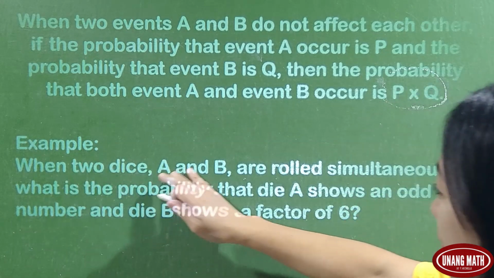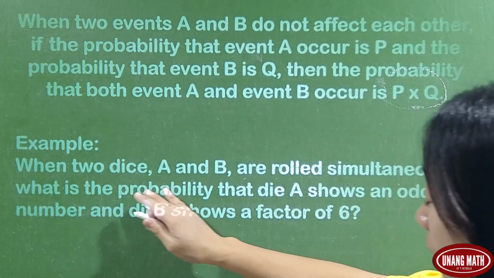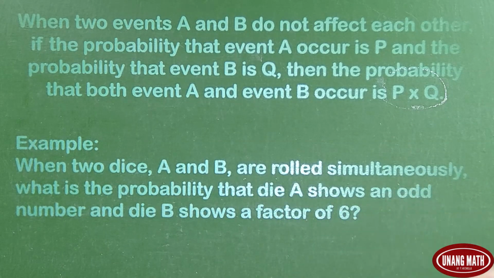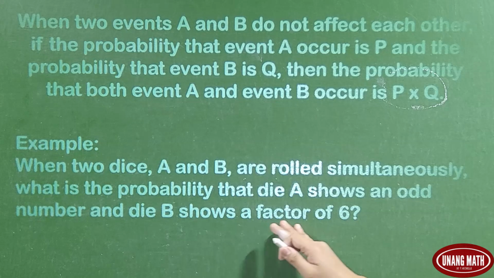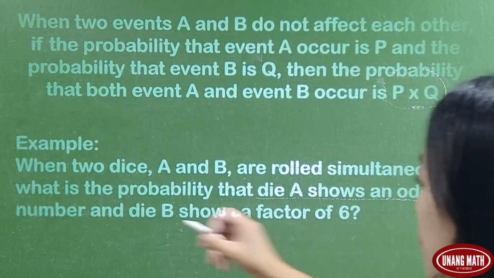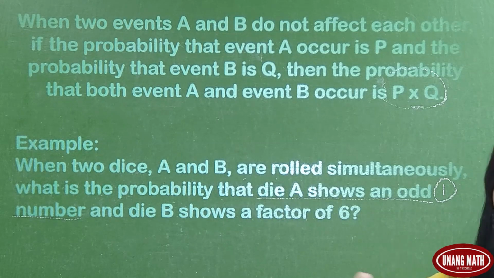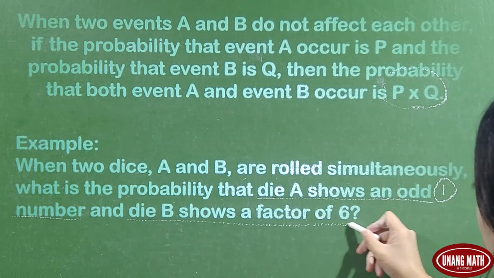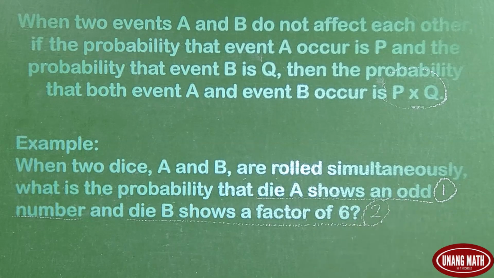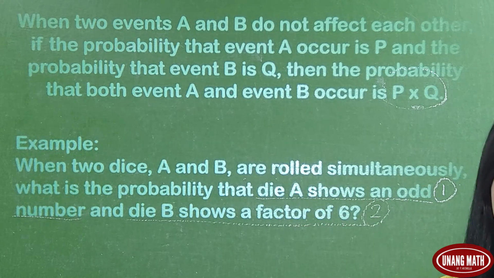When two dice, A and B, are rolled simultaneously, what is the probability that die A shows an odd number and die B shows a factor of 6? So our first event here is die A shows an odd number. Second event is die B shows a factor of 6. Okay, let's find out what is the probability in the first event and in the second event.